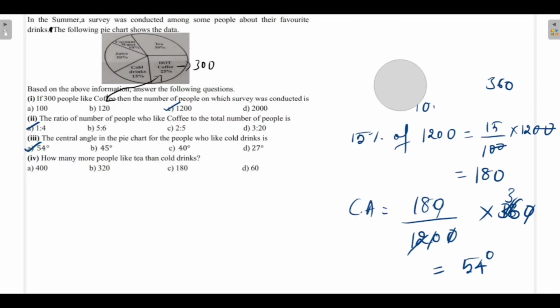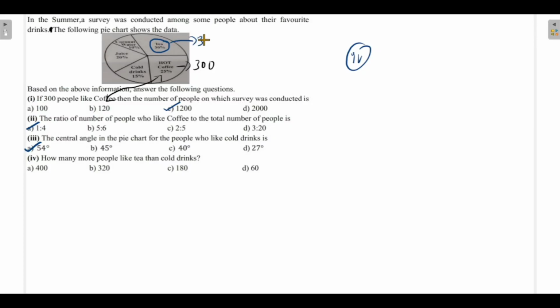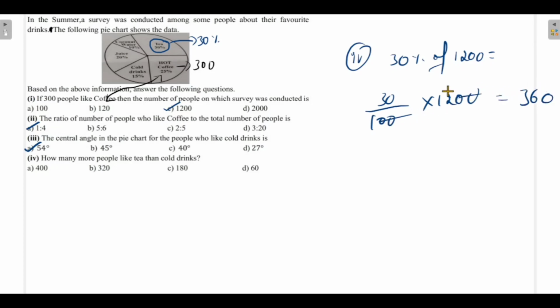The next and last question is: how many more people like tea than cold drinks? Here it is also a simple one. First we have to find out the total number of people who like tea. Here the percentage of people who like tea is 30%. That means first you have to find out 30% of 1200. 30 by 100 into 1200. 12 threes are 36. That means 360. The total number of people who like tea is 360.